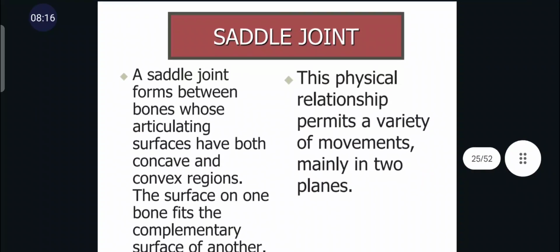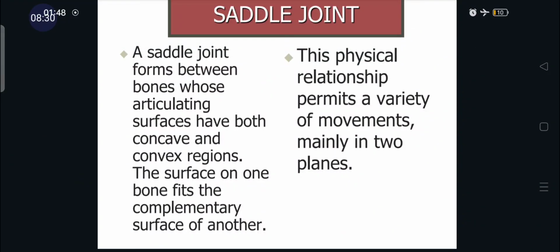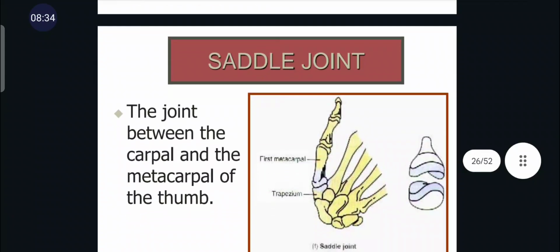Saddle joint. A saddle joint forms between two bones whose articulating surfaces have concave and convex regions. The surface of one bone fits the complementary surface of the other. This physical relationship permits a variety of movements, mainly in two planes. The saddle joint is the joint between the carpal and the metacarpal of the thumb.